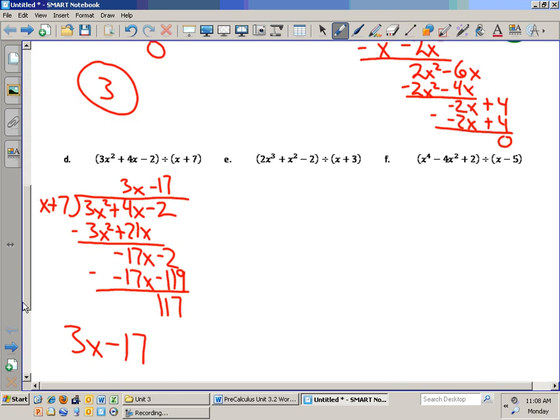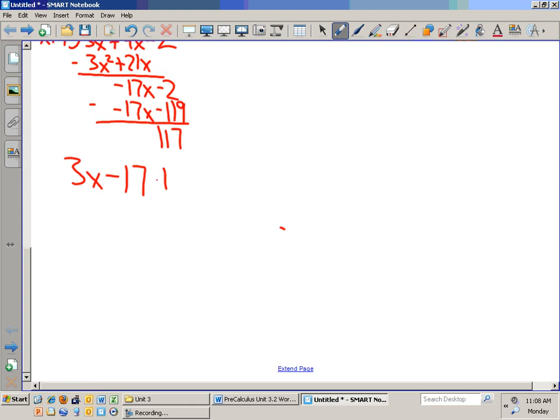So I'm going to write this as plus 117 over, what is my divisor? X plus 7. That's the way you write a remainder.